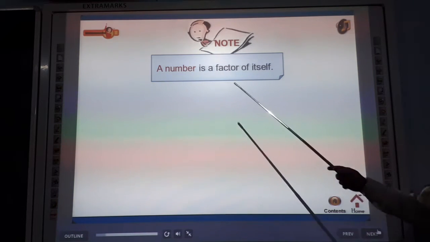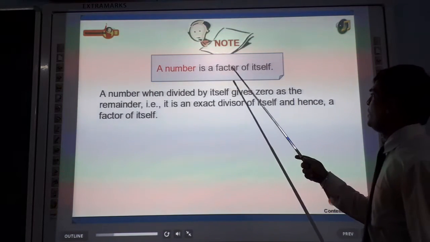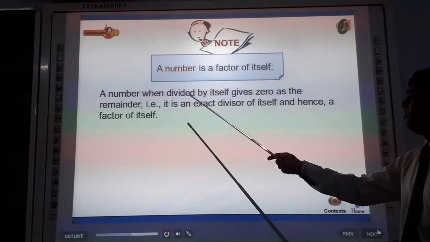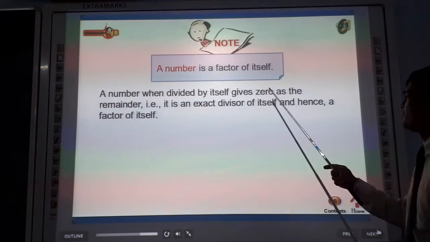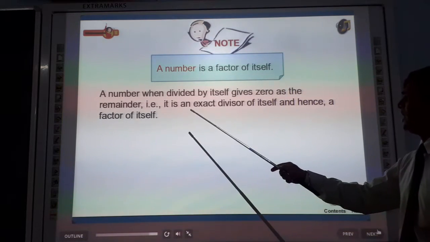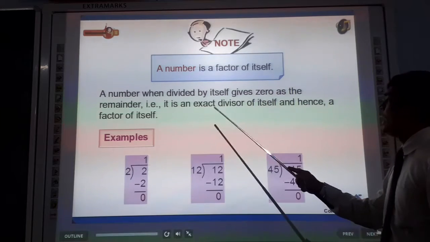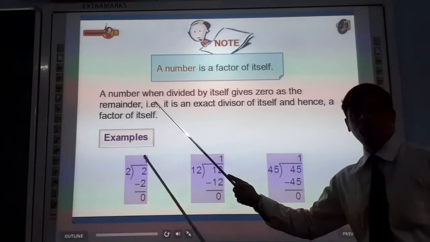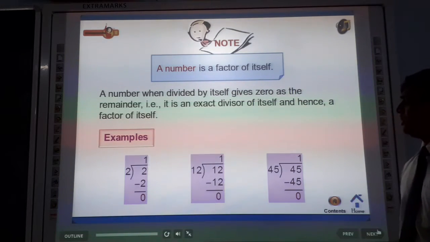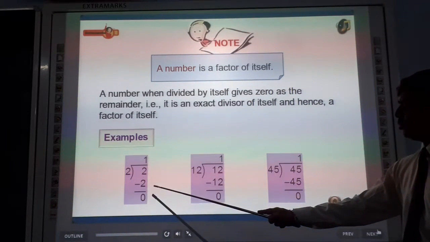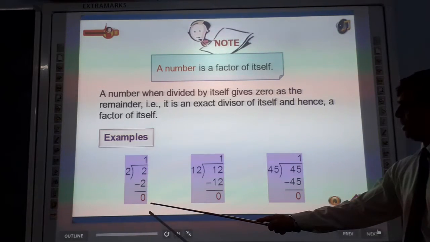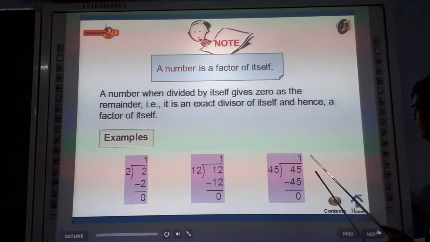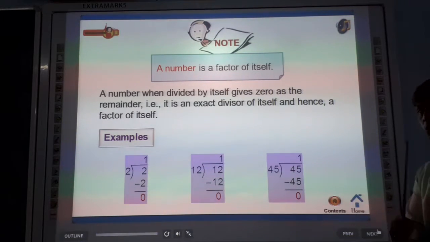Now, next, a number is a factor of itself. Okay student, a number when divided by itself gives 0 as the remainder. That is, it is an exact divisor of itself and hence a factor of itself. For example, look at this. 2 divided by 2 is 1, 2 minus 2 is equal to 0, remainder is 0. 12 divided by 12 is 1, remainder is 0. And 45 divided by 45 is 1, remainder is 0. Look at this.